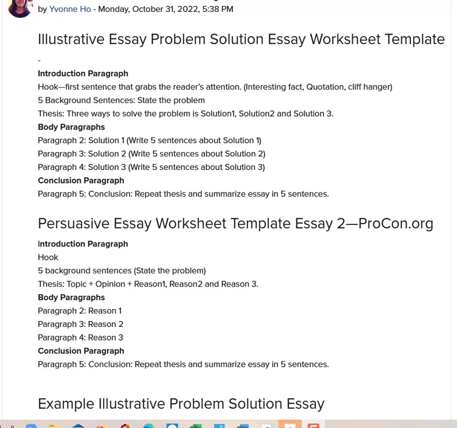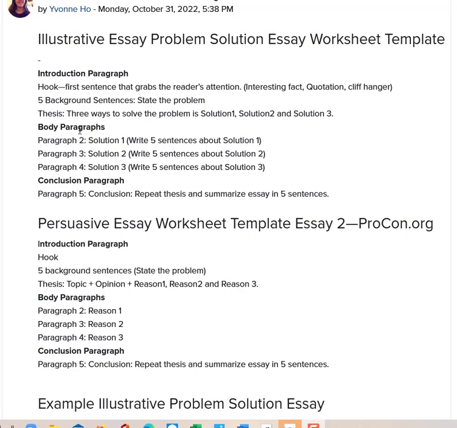So in this video, I'm going to go over the 2 essays you will be writing in this English 101 class. You're going to be writing an illustrative essay, and you're going to be writing a persuasive essay. In both essays, you're going to have an introduction paragraph, a body paragraph, and a conclusion paragraph.